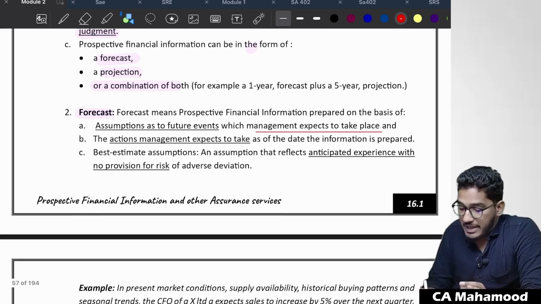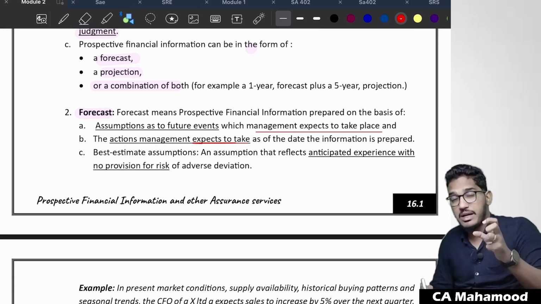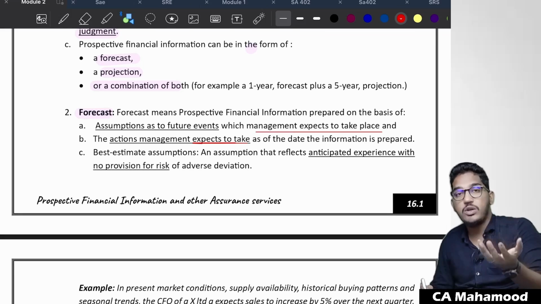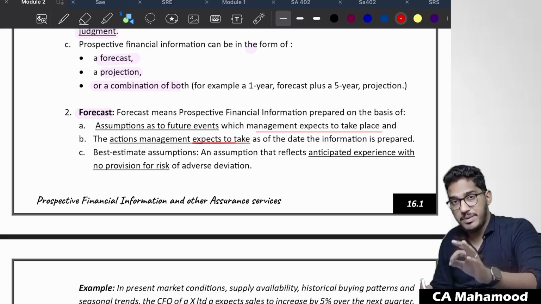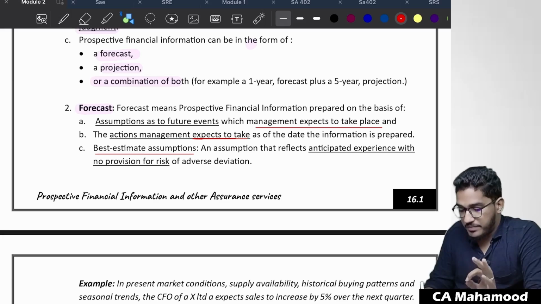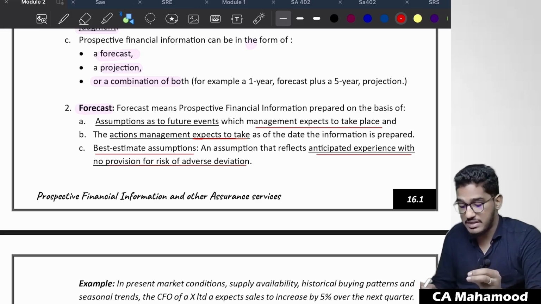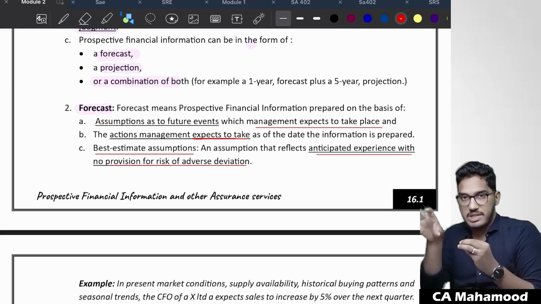And the actions management expects to take as on the date that information is prepared. Whenever that future financial information is prepared, they're preparing it on the basis of actions they want to take and events that are expected to happen. In the preparation of forecast, what do we use? Best estimate assumption. An assumption that reflects anticipated experience with no provision for risk of adverse deviation, which means best estimate assumption is that which is most likely to happen.